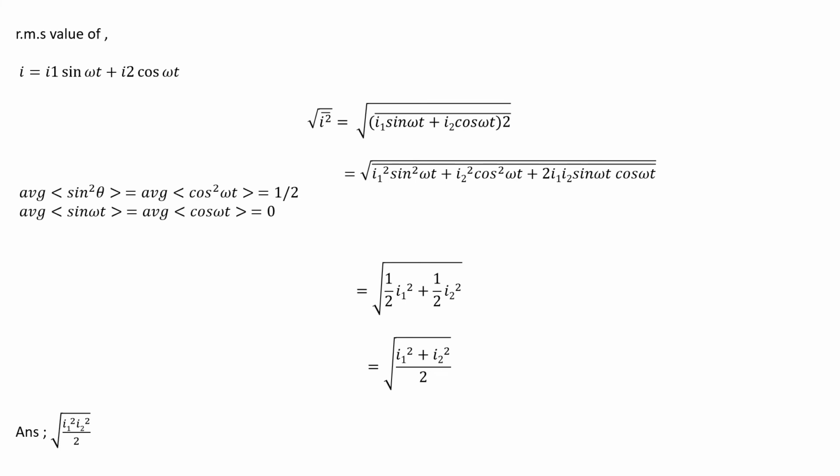We know that the RMS value is the root of the mean of the square. So here it has been given that I is equal to I1 sin omega t plus I2 cos omega t. So we can write the root mean square value of I is equal to root over of mean of I square. And we know that the average value of sin square theta and cos square theta is equal to half, and the average value of sin theta cos theta is equal to 0. So by putting it in the equation, we will get that the answer will be root over of I1 square plus I2 square whole divided by 2.